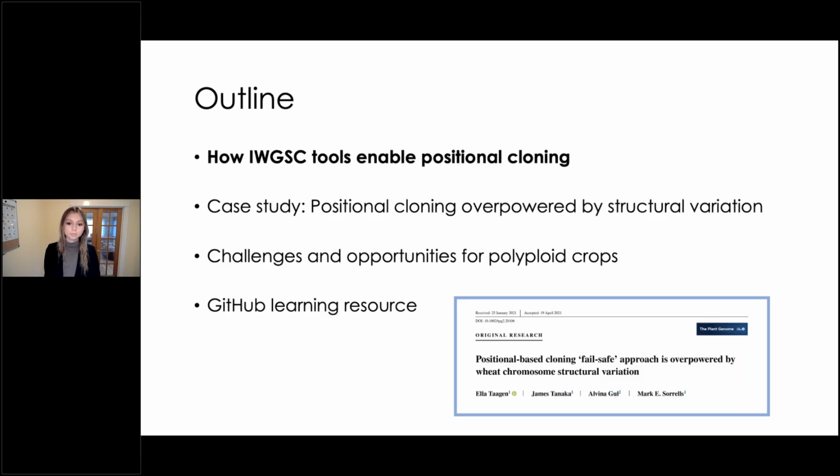Based on what we learned, I'll present some recommendations for more robust detection of positional cloning targets, as well as how structural variants may present a unique opportunity to characterize the masked variation in polyploids. And finally, I'll introduce a repository of data and scripts that are hosted on GitHub that may help with the adoption of some of today's recommendations.